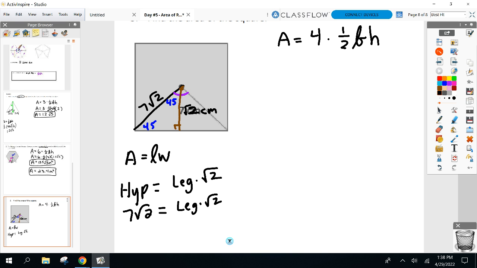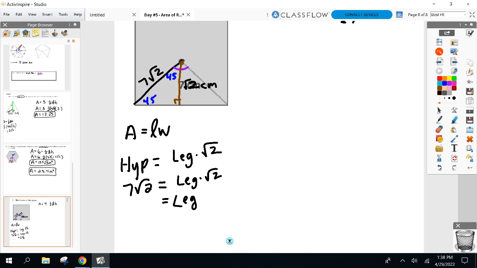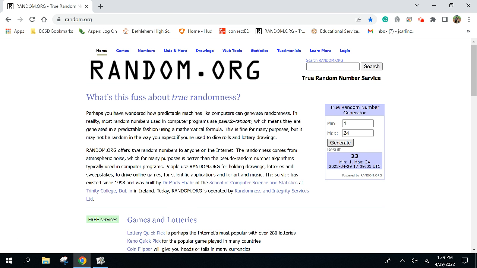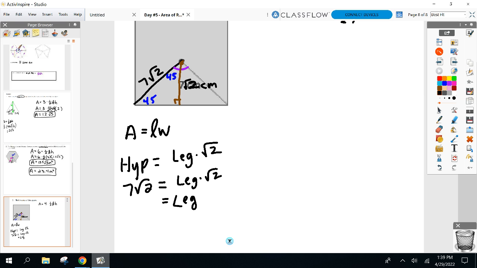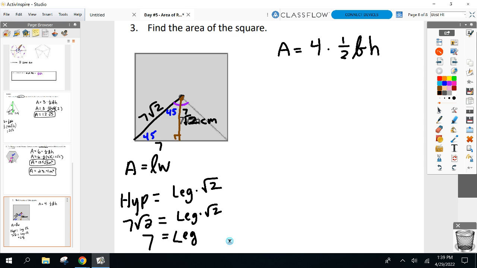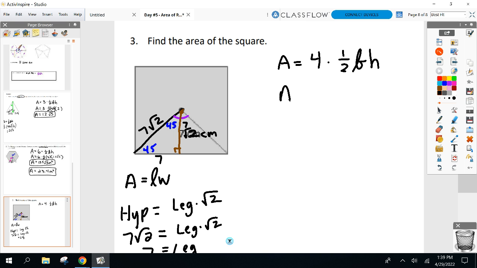What do you think? What's each leg going to be then? The hypotenuse is 7 radical 2. Is that a question or an answer? Answer. It would be 7. Yep. 7, 7. All right, go back up to my formula. Area equals 4 times 1/2. Can somebody fill in the base and the height of that triangle now?